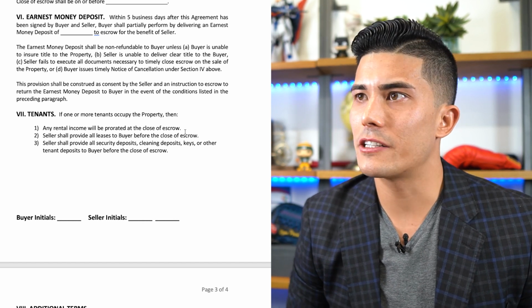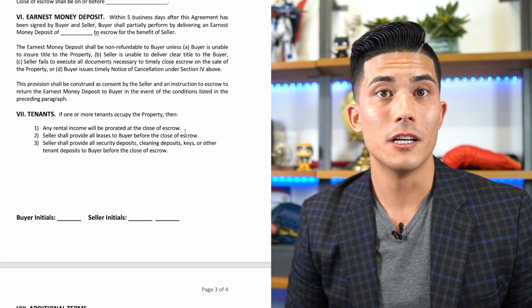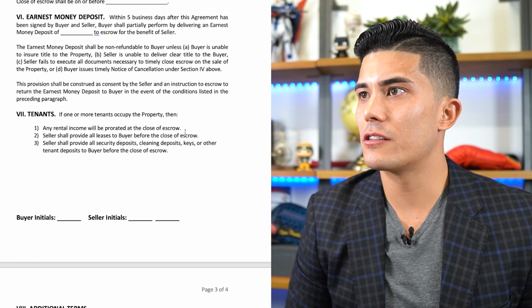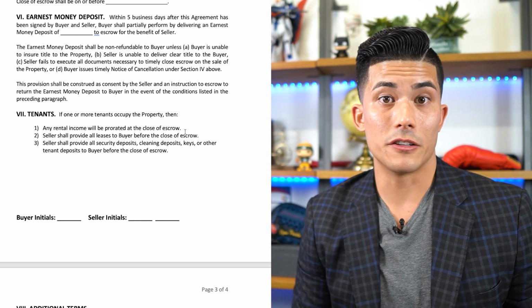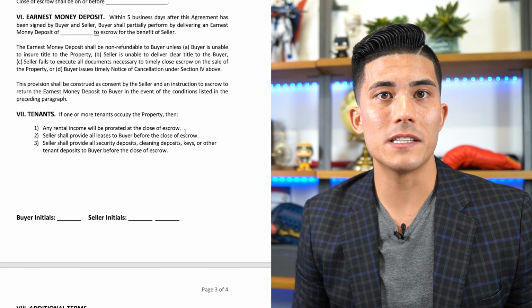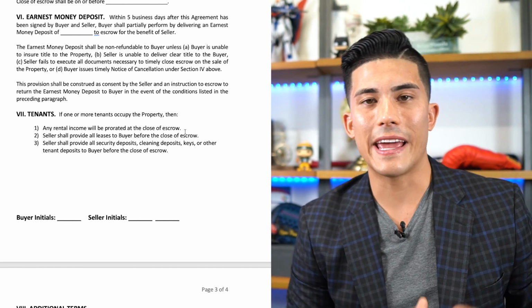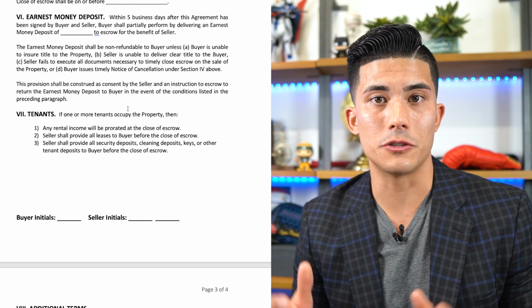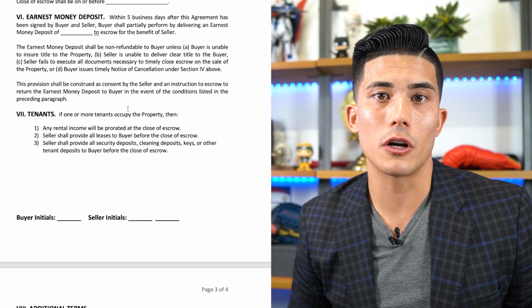Seller fails to execute all documents necessary to timely close escrow on the sale of the property. So maybe the seller becomes uncooperative and won't sign paperwork. That happens sometimes. Or buyer issues timely notice of cancellation under section 4 above. So we canceled during the due diligence period. Those are the only ways we would get our earnest money deposit back. If the seller's uncooperative, if we can't get clear title, or if we canceled during due diligence. If any of those don't apply, you can lose your earnest money deposit.